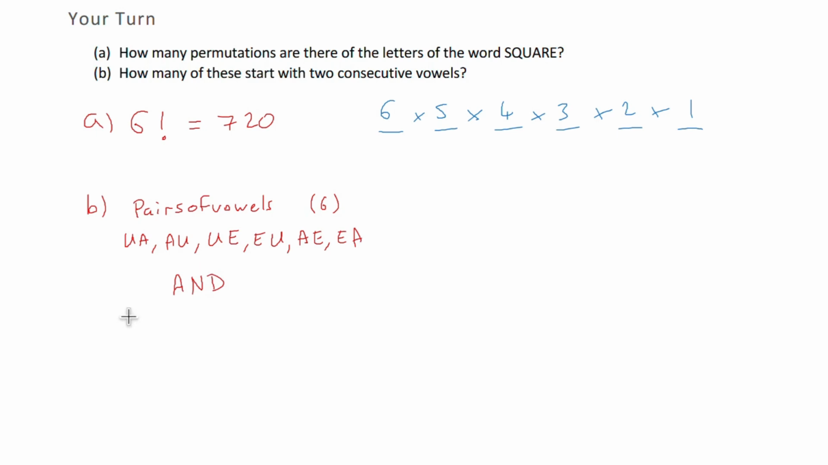And on top of that, I need to permute the other letters. Well, how many ways are there permuting the other letters? There are 4 remaining letters, so that is 4 factorial. The answer here is going to be 6 times 4 factorial, which is equal to 144.